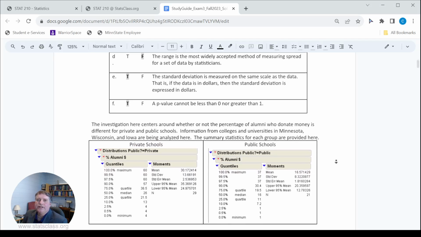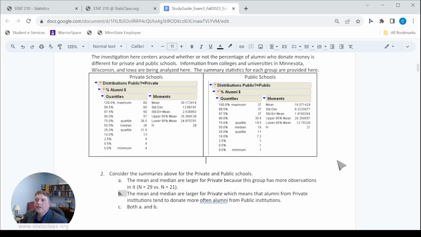This next one here is about alumni who donate money back to their universities. I have 29 different private schools, and I got 21 different public schools from colleges and universities in Minnesota, Wisconsin, and Iowa. So my scope of inference is just on those 3 states.